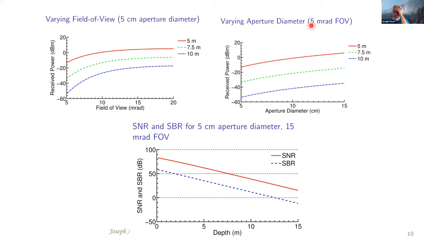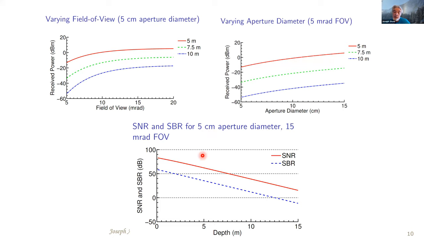And over here on the right side is a plot that shows the received power versus aperture diameter. So we fixed a constant field of view, and now we're varying the aperture diameter. And you can see that as you increase the area of the aperture, you get, of course, more light. And then the bottom plot shows the signal to noise ratio and the signal to background ratio for what we chose, which is a 5 centimeter aperture and a 15 milliradian field of view.